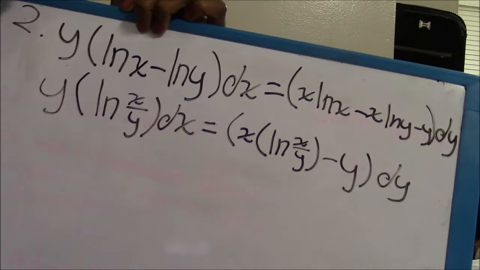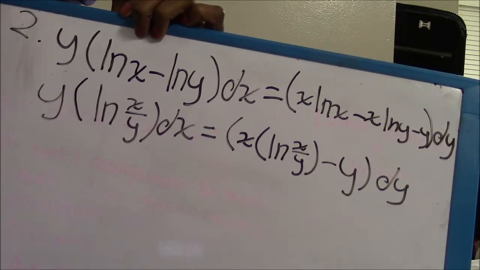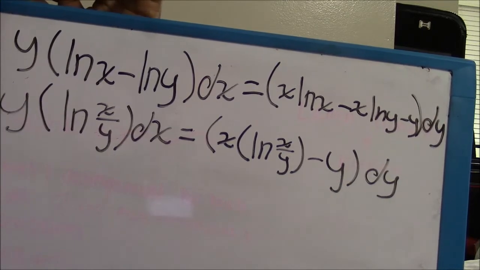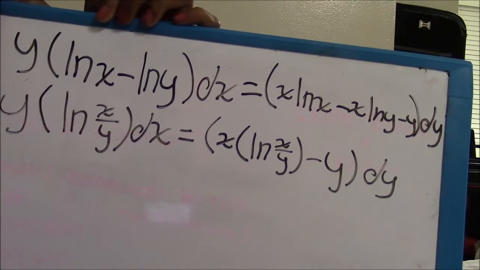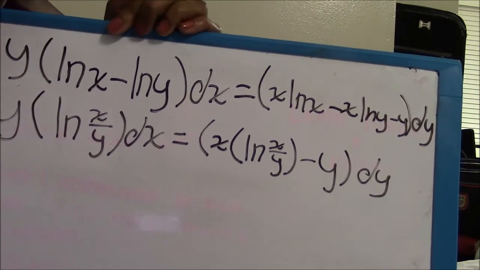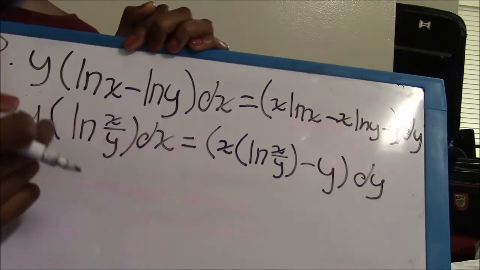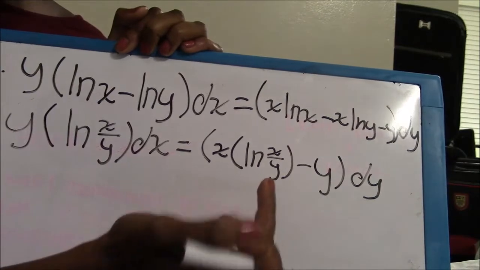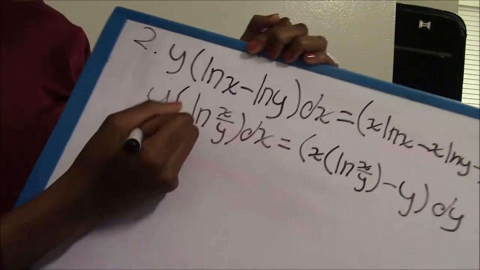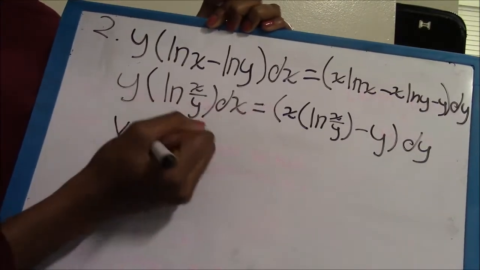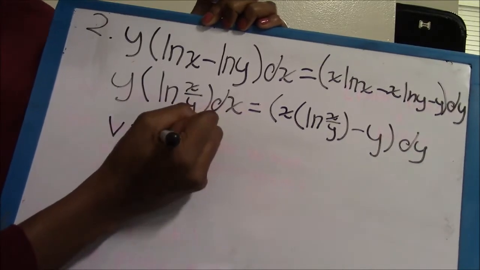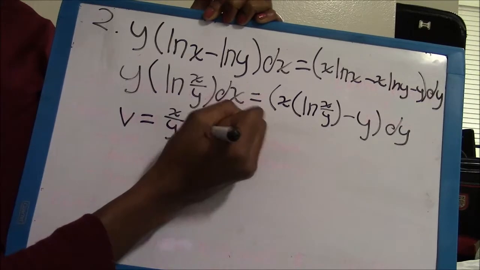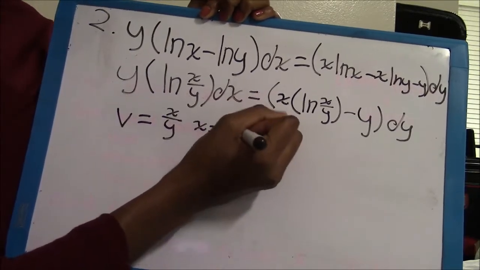Okay, from this step, now we're going to want to choose either u or v. And we're going to pick v in this situation because v is equal to x over y, and we have x over y in our ln's. So it's going to be easy to just place a v in there. So we're going to say v equals x over y. And if v equals x over y, then x is going to equal v times y.